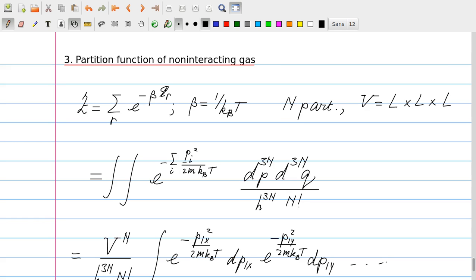Finally, we will evaluate the partition function for a non-interacting gas. We take the gas as consisting of n point particles, and they move in a volume which is L by L by L, so that's a cube with size L. The partition function is the sum over all the states, e to the power minus beta E_R, and beta is 1 over k_B T. And so how do we calculate the sum over all the states?